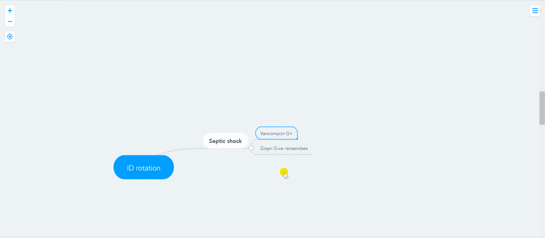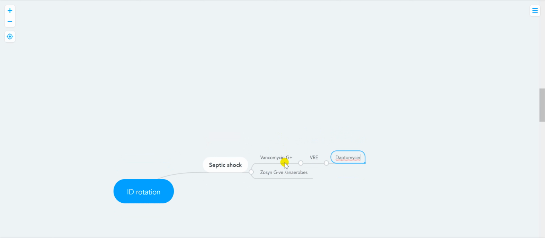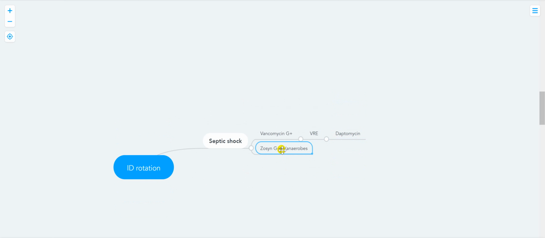What if the patient didn't respond to vancomycin plus Zosyn? Then in this case there are two options. Either there is vancomycin resistant enterococci, in this case we give daptomycin. Or if there is, based on the culture, extended spectrum beta-lactamase, these are resistant to Zosyn. So what do we give for that? We give meropenem.